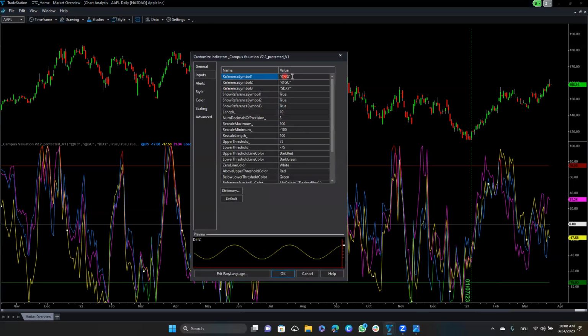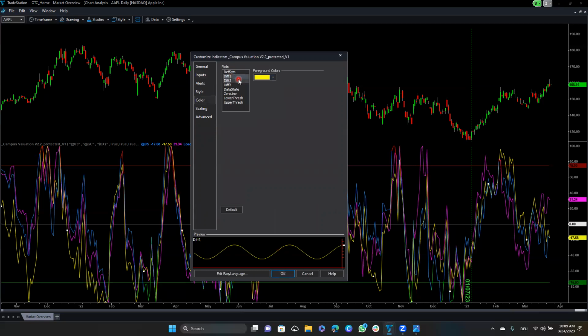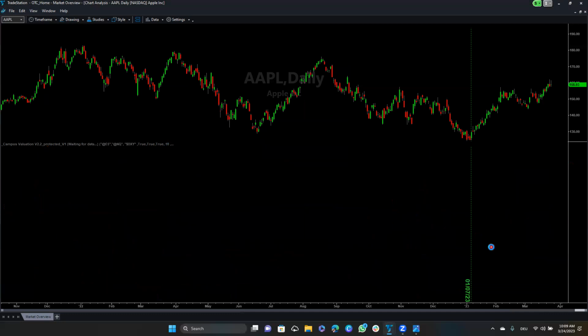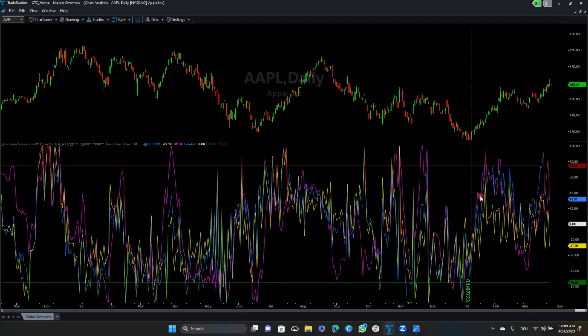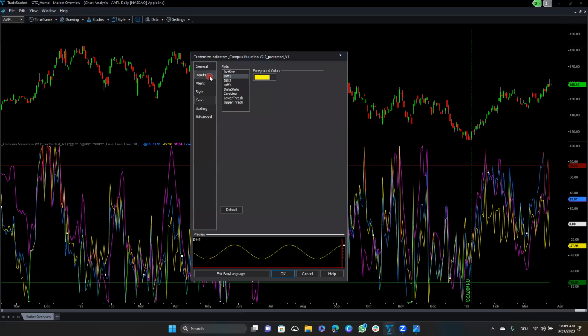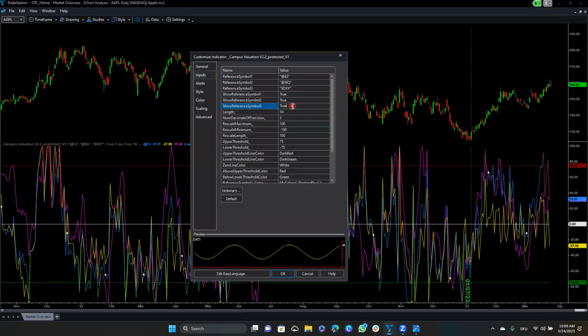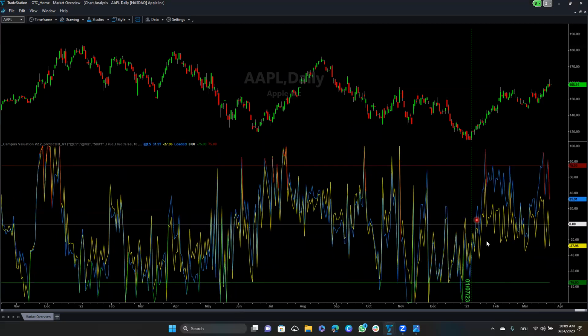Let's change a little bit. For example, S&P and also Nasdaq, okay, and Q. Reference 1 and 2 means 1 and 2 is yellow. Okay, it's not changed. We'll find a way. Give us a second. Wait. Inputs. We'll only keep the first one and set this to false. Okay. Good.